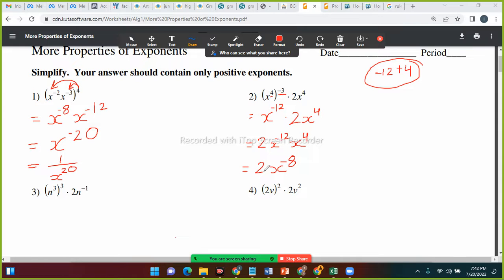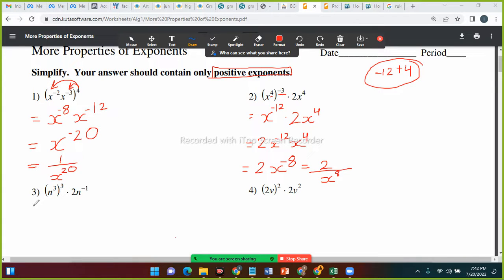So, but then this one we could simplify some more, because they say our answer should only have positive exponents. So this is going to be 2 over x to the power of 8. So that's that.